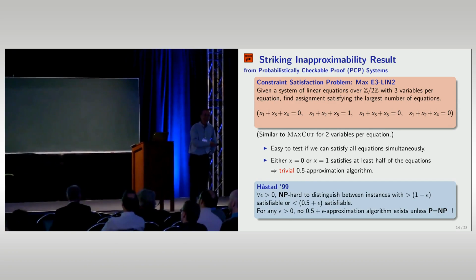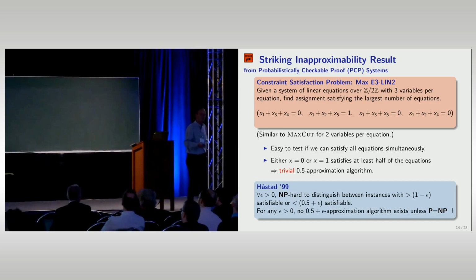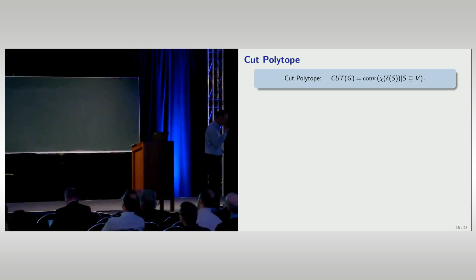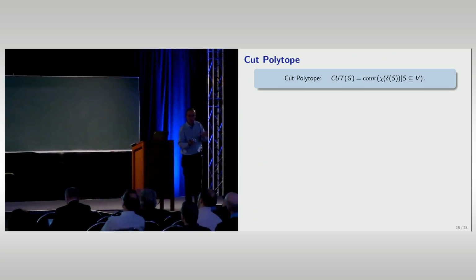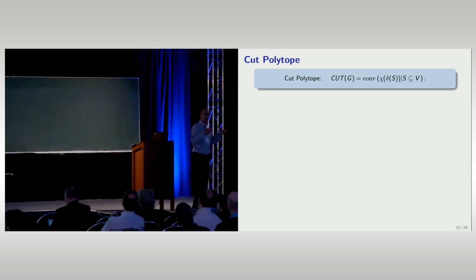So getting better than half for max cut might not be as easy as it seems. And one thing that we've seen is that maybe we should look at these polytopes. We should use linear programming. So we could look at the cut polytope, which is the convex hull of all the cuts. For each cut, you look at the characteristic vector, that's in dimension the number of edges, and you take the convex hull of all these cuts, and you look at that cut polytope.